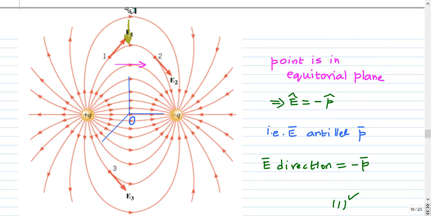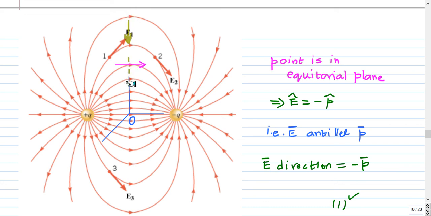So whatever is the potential at this point will be the same as the potential at this point, the same as the potential at this point, this point. So all the points on the equatorial line or equatorial plane will be at the same potential, and potential at infinity is 0 as they have given. So the same 0 potential will continue throughout.